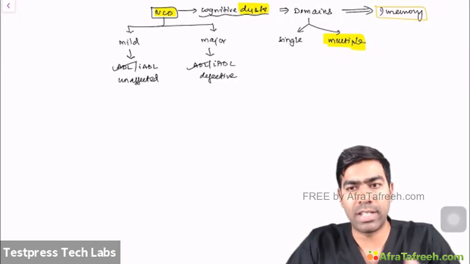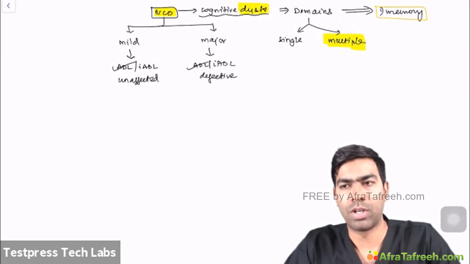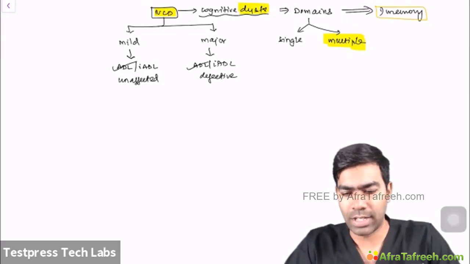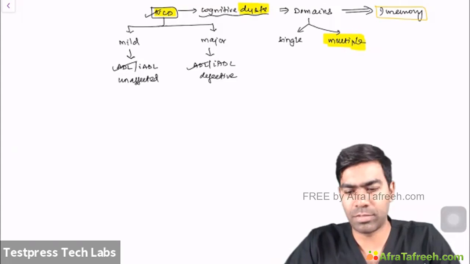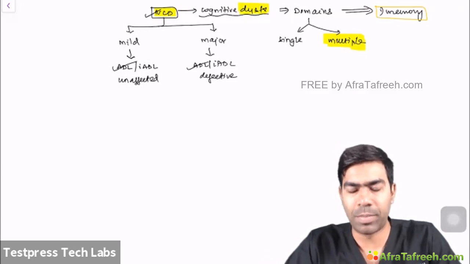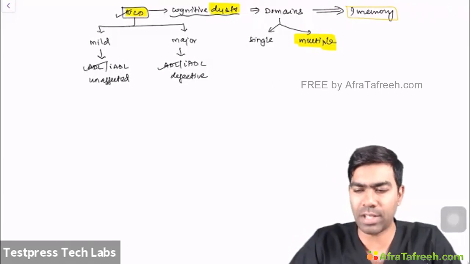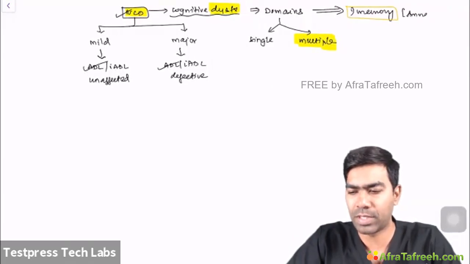But see, many students think memory loss is dementia. No, dementia is a cognitive dysfunction. That's why we changed the name. Neurocognitive disorder means it's a cognitive dysfunction that you're talking about. Memory is just a part of cognition, but most commonly affected is memory, that's all. Amnesia is a very common entity. So when memory is affected, we call it amnesia.